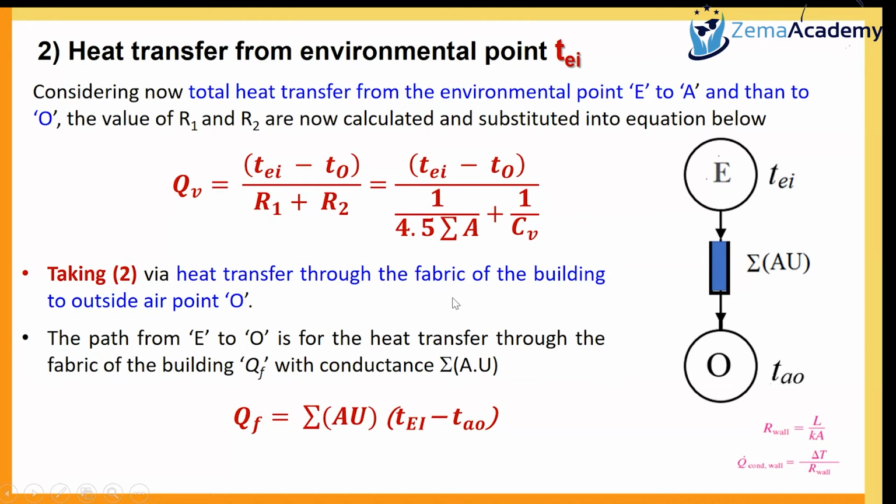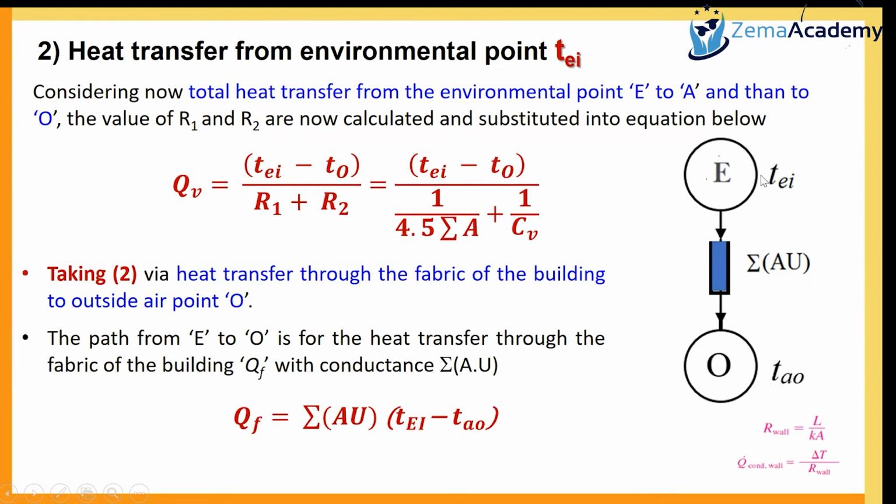So for any heat transfer through the fabric of the building, recalling the Fourier law of conduction, you can see at the bottom right corner, I have placed the basic Fourier law: heat transfer through conduction of the wall is delta T over the resistance of the wall. Now this resistance of the wall can be expressed as L over Ka. We did a problem dealing with this also in week 2.